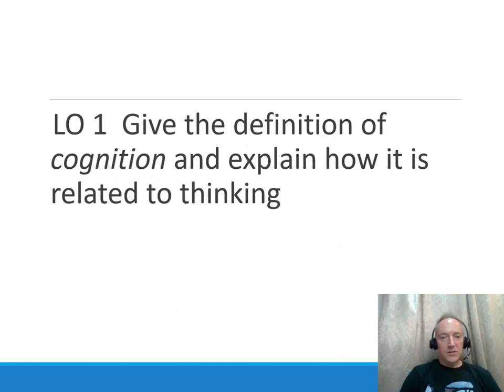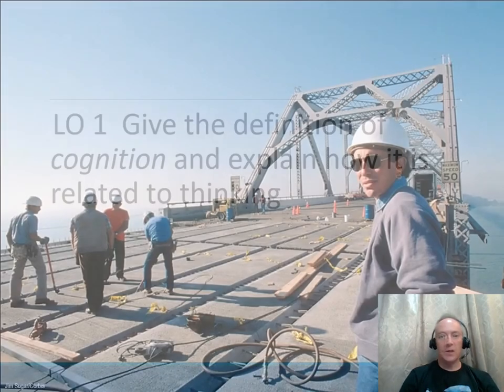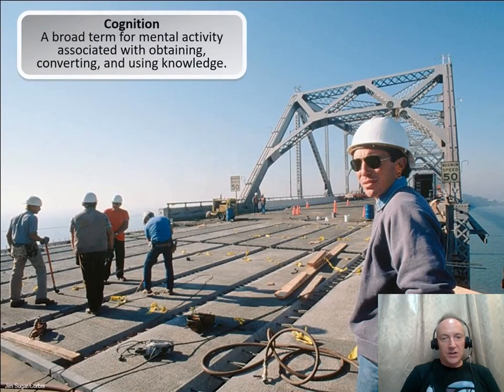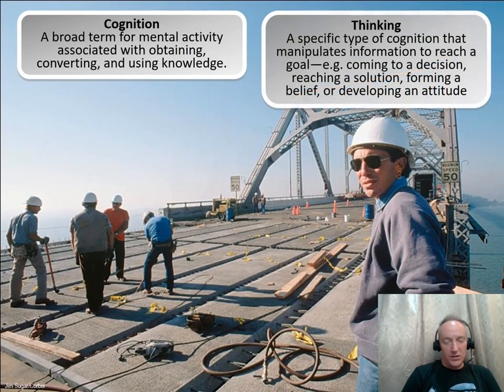So our first learning objective is to simply define what cognition is and how it relates to thinking. So cognition is a very broad term. It pertains to anything that's going on inside your head that is involved with obtaining, converting, and using knowledge.